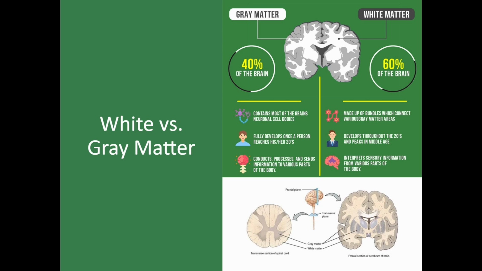And we actually see that someone's cerebral cortex, or main gray matter inside their brain, doesn't even really develop until their 20s. Whereas the white matter is going to develop throughout the 20s.